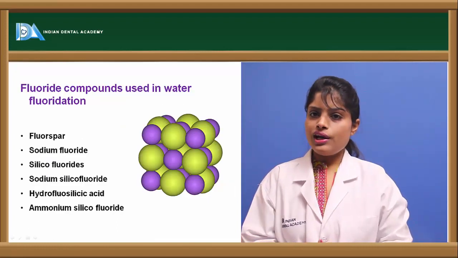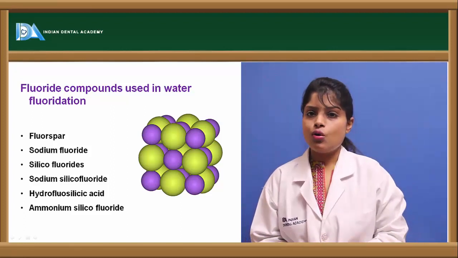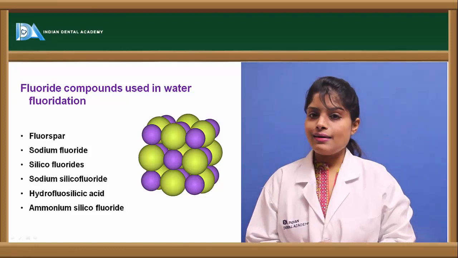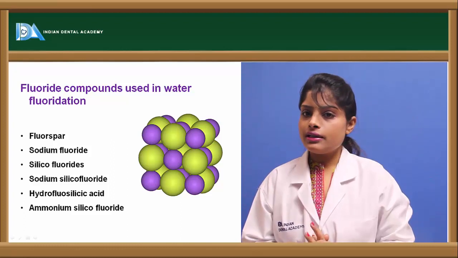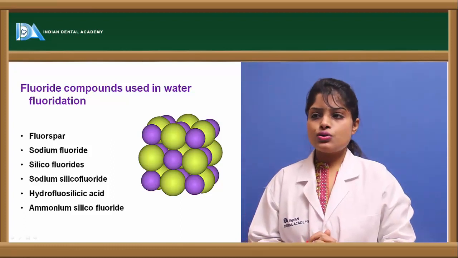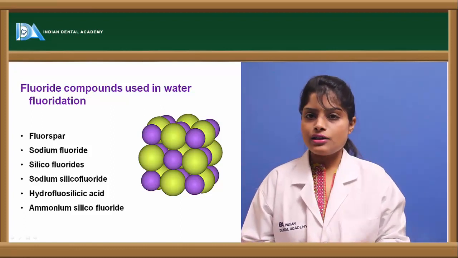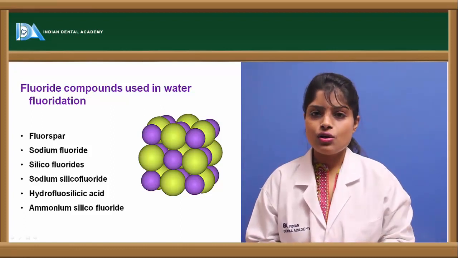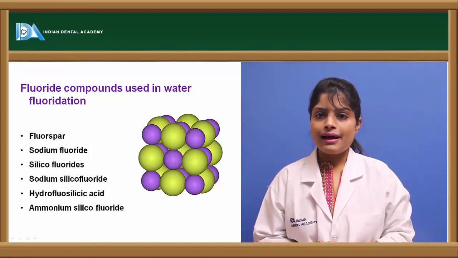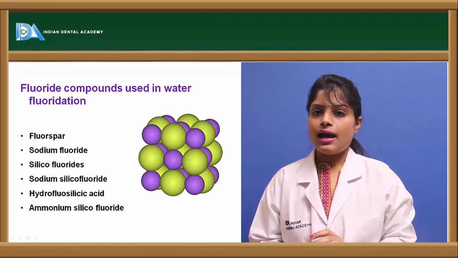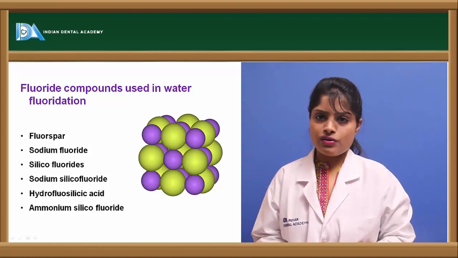So, what are the various compounds or fluoride compounds which are used in water fluoridation? They can be either fluorspar, then sodium fluoride, silicofluoride, then sodium silicofluoride, and hydrofluorosilicic acid or ammonium silicofluoride. Now we can note that all these compounds have the element of fluoride. Now we will be going into the details of each.